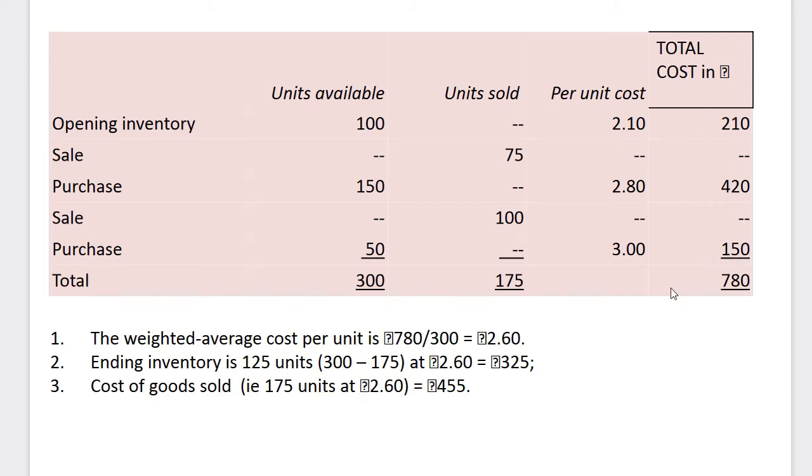And then you have the total cost at the end, the ledger, and then you divide it by the total units available, considering the units sold. So 300 minus 175, that would be your ending inventory.